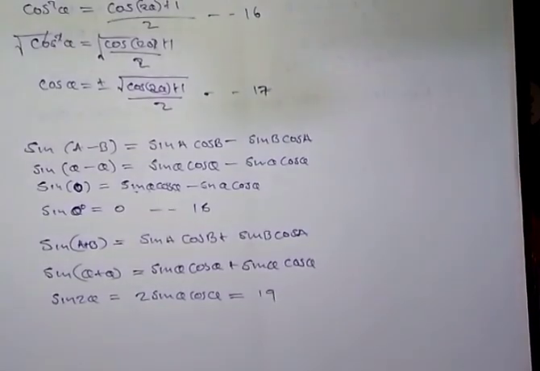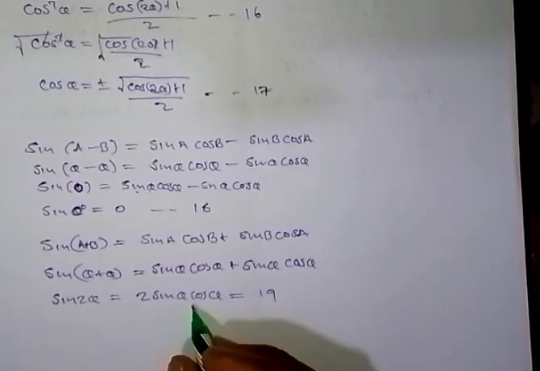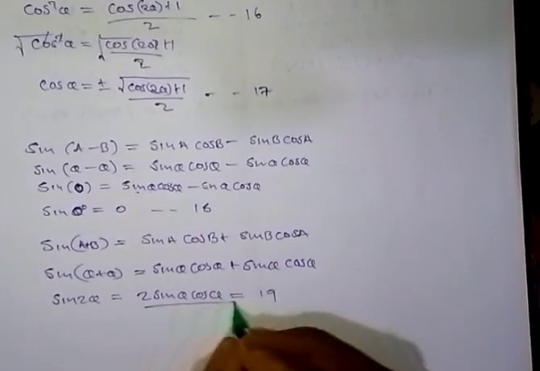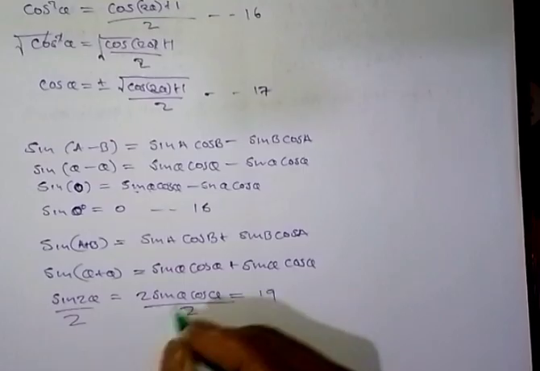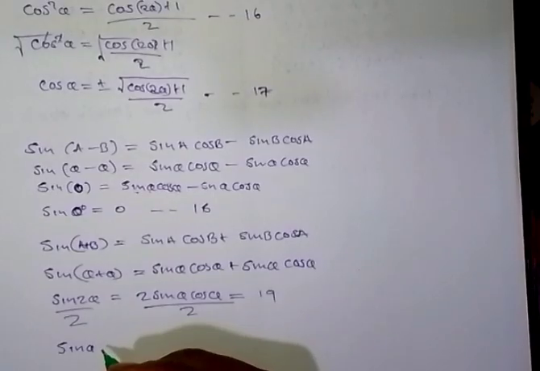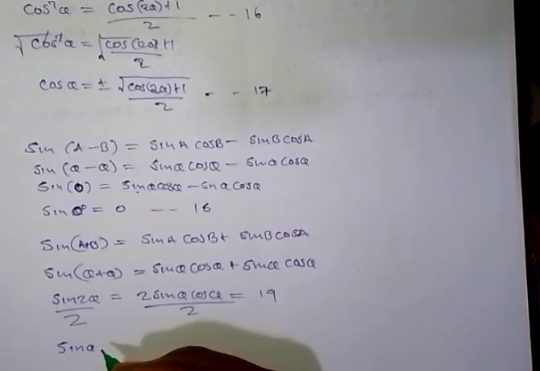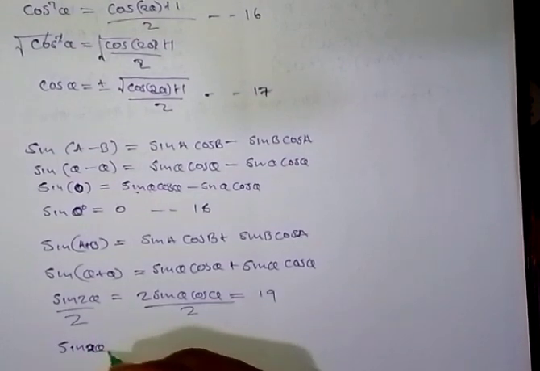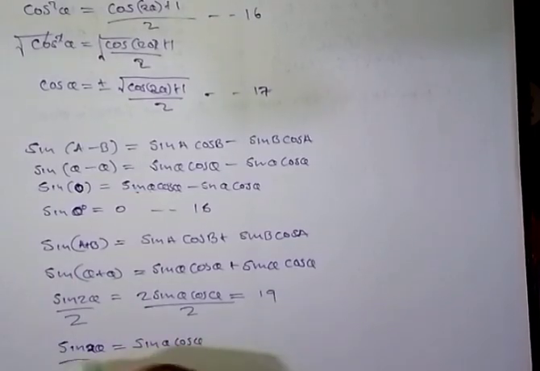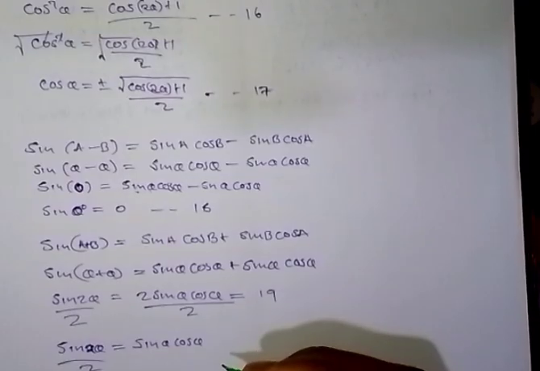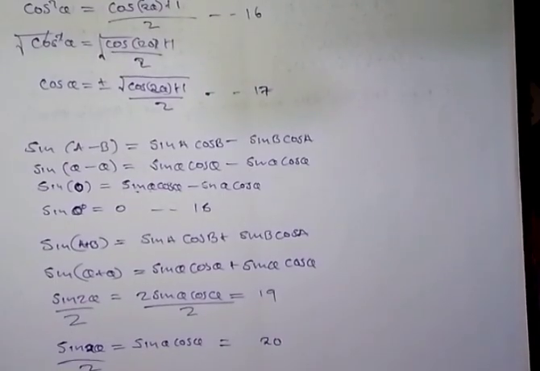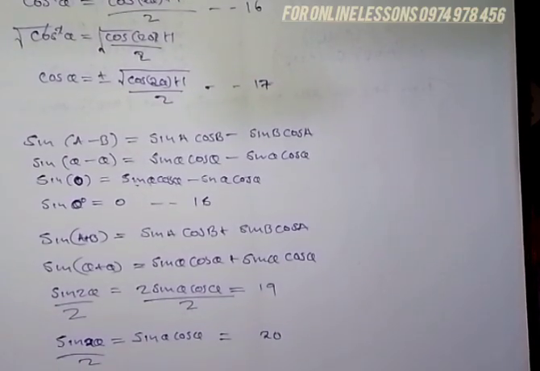Right, so we see that this side there is 2, and this side we can also divide through by 2. Then we are going to have sine 2 theta over 2 is equal to sine theta cos theta, and this is also going to be our identity number 20. So this marks the end of deriving 20 identities.